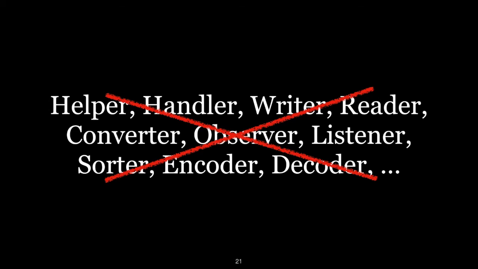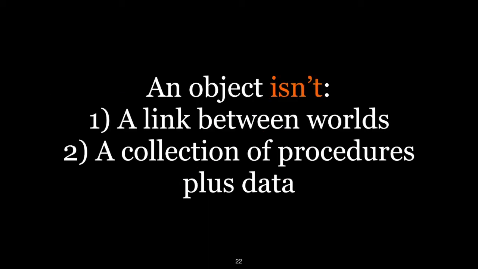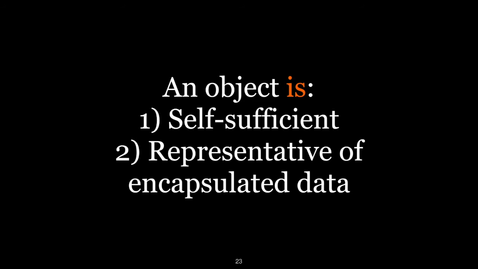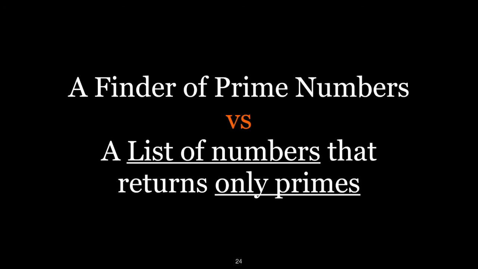So it's basically to consider that an object isn't a link between worlds, and it's not a collection of procedures. An object should be treated with enough respect. An object is self-sufficient, and it represents encapsulated data. I'll give you a simple example that's easy to understand. You can think in two ways. For example, you can think of a finder of prime numbers, or you can think of a list of numbers that only returns primes. In the first one, we're thinking about a job title.